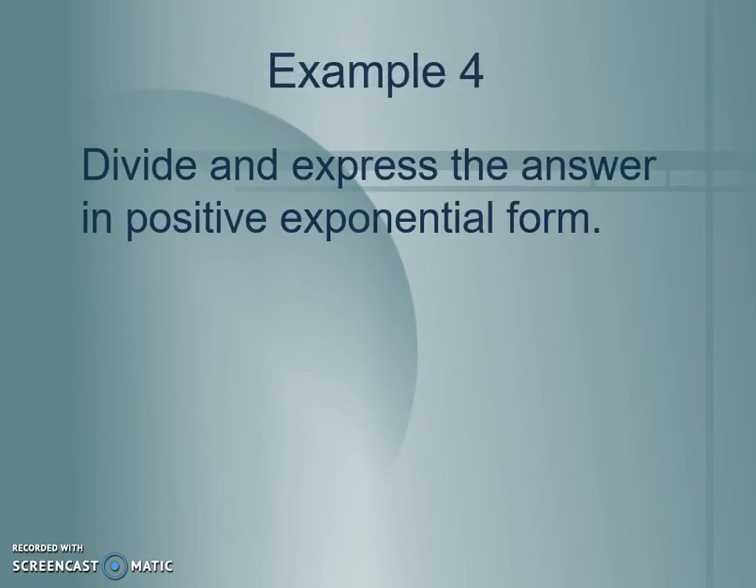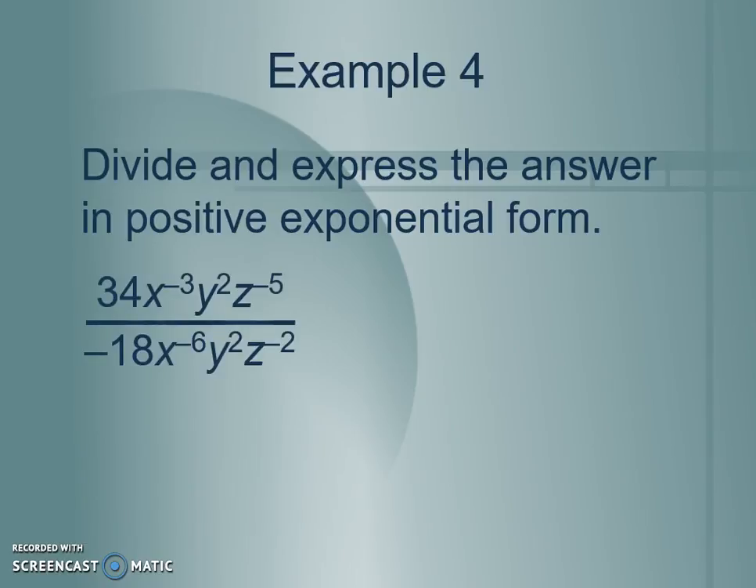So example 4. Example 4, if you look at your book on page 334, is a really long one. It says divide 3/4 times x to the negative third times y to the second times z to the negative fifth by negative 18 times x to the negative 6 times y to the second times z to the negative second, which is really long. Express the answer in positive exponential form. So the easiest thing to do is just go ahead and write that out as a fraction. That way we're kind of lining everything up and we can see what we're working with.